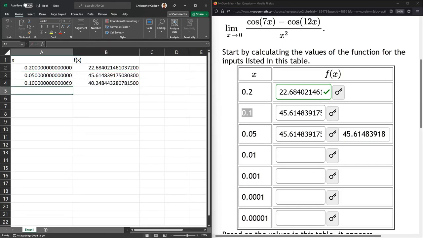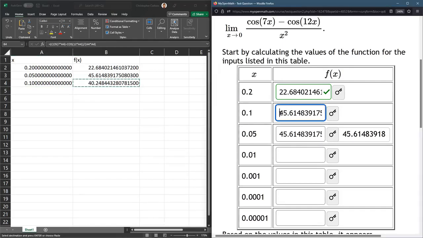0.1. All right, so that should be this value here. Okay, so we got those two. All right, we could just do the same thing and just keep going like that. Let's think about how to go from 0.1 to 0.01. All these follow a pattern once you get to the 0.1. What pattern is it? Well, you divide each one by 10.